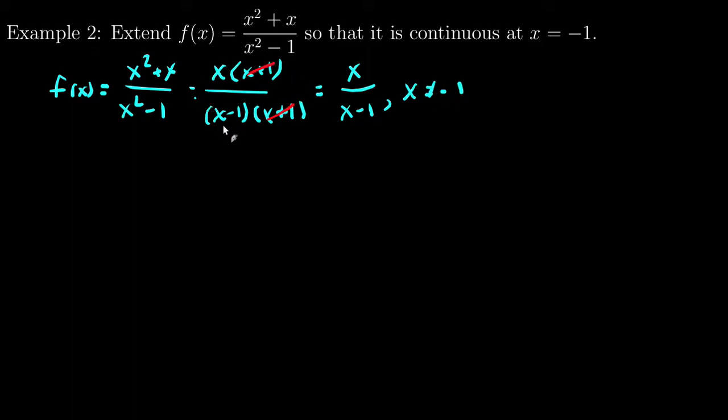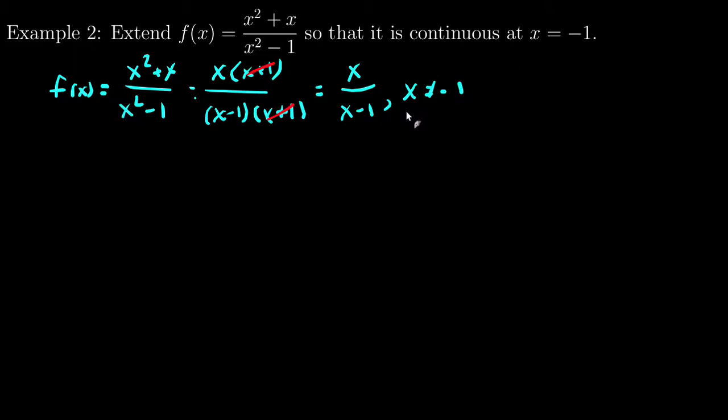In this one, before I canceled, I can't put -1 in because that would be 0 over 0, which is undefined. If I tried to put -1 in just this part, I would get -1 over -2, which we'll get back to shortly. And I shouldn't have it defined. f of x is not defined at -1, so I have to specify that.